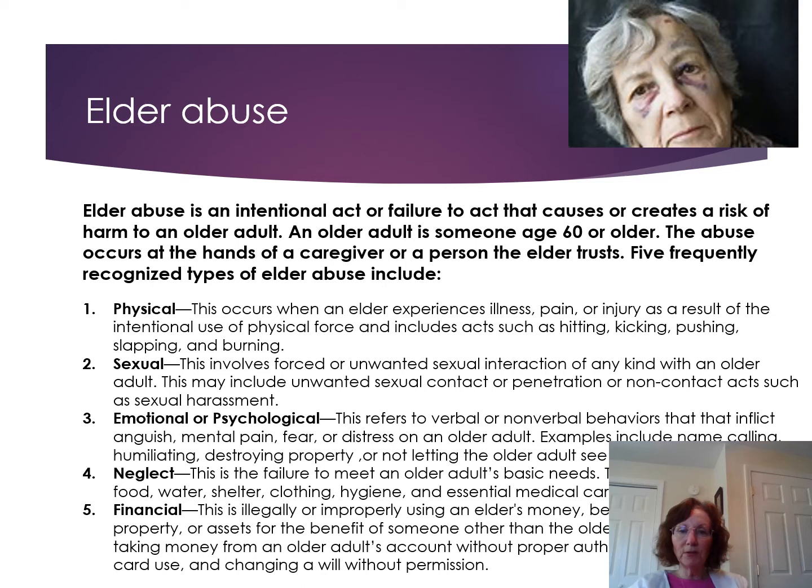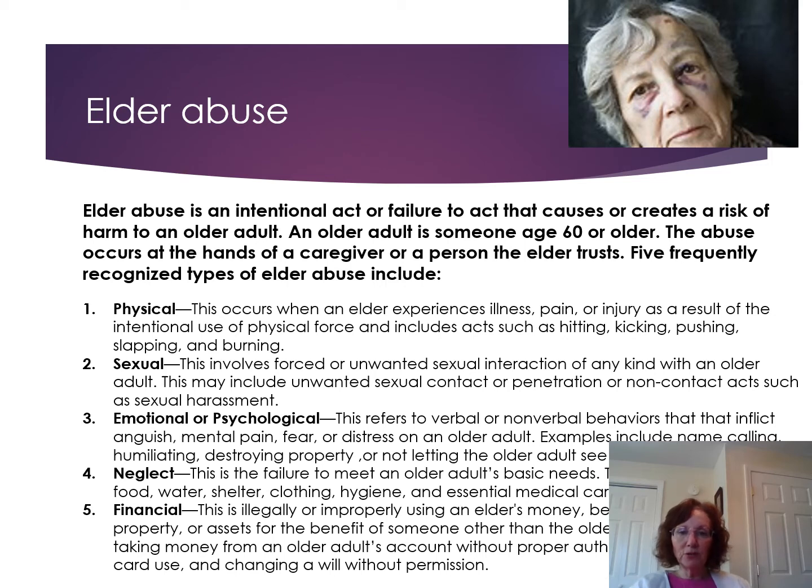Physical abuse occurs when an elder experiences illness, pain, or injury as the result of the use of physical force, and includes acts such as hitting, kicking, pushing, slapping, and burning. Sexual abuse involves forced or unwanted sexual interactions of any kind with an older adult. This may include unwanted sexual contact or penetration, or non-contact acts such as sexual harassment. Emotional and psychological abuse refers to verbal or nonverbal behaviors that inflict anguish, pain, fear, or distress on an older adult. Some examples include name-calling, humiliating, destroying property, selling property, or not letting the older adult see family or friends.